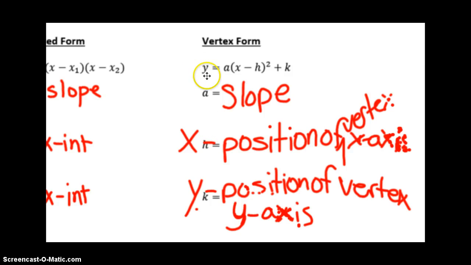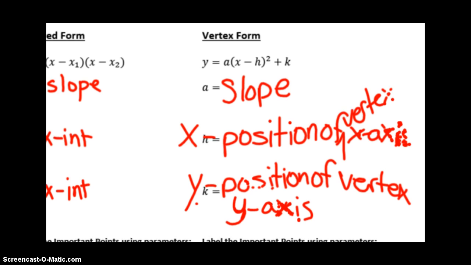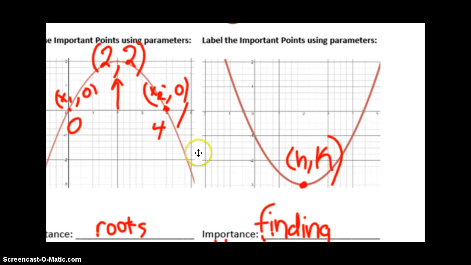Here's vertex form. y equals a, parentheses, x minus h, squared, plus k. a tells you the slope, h will tell you the x position of the vertex, and k will give you the y position of the vertex. Remembering that, here is what the graph will look like. We'll figure out what our vertex is first with h and k, and then we'll draw the rest of the graph using that slope.